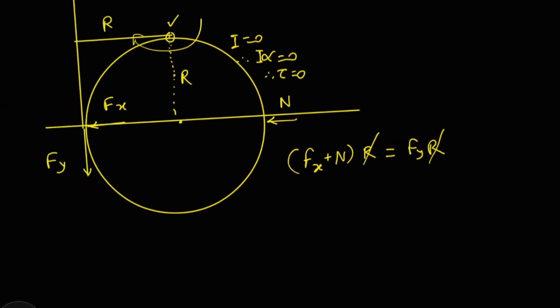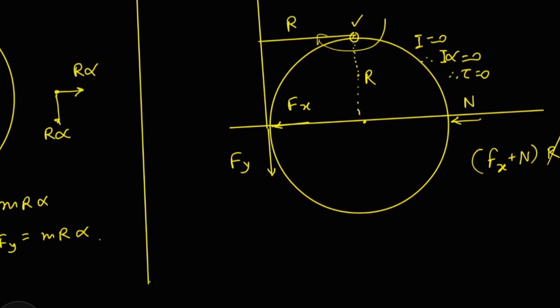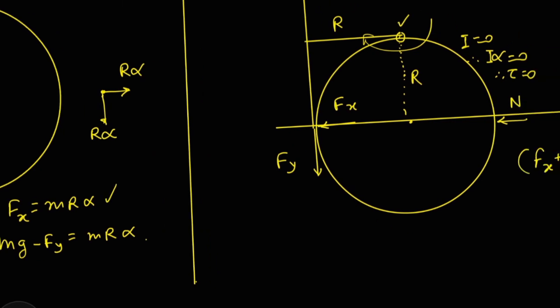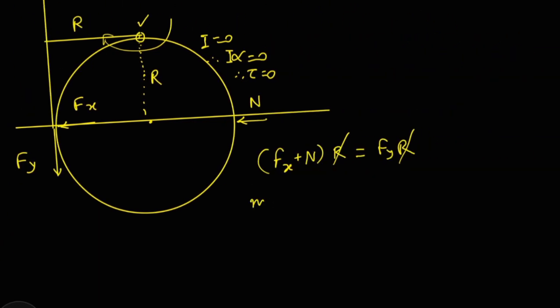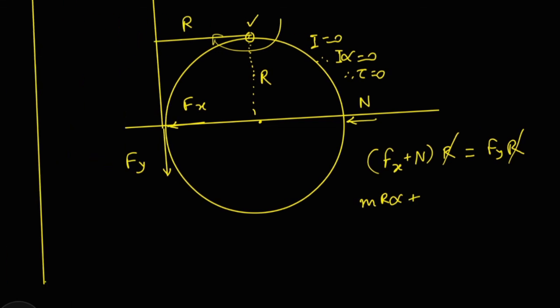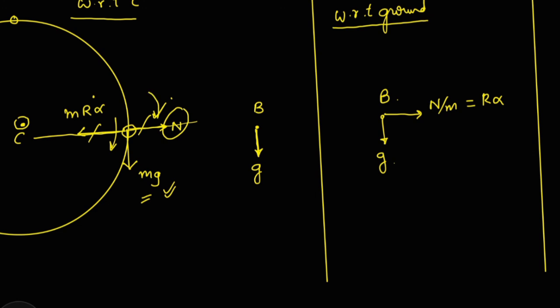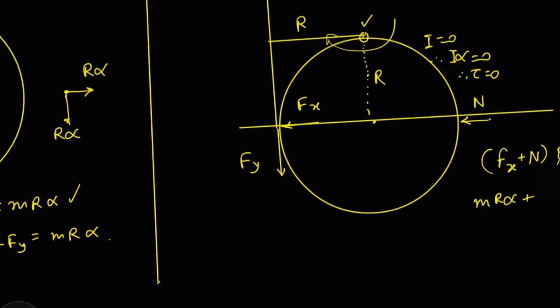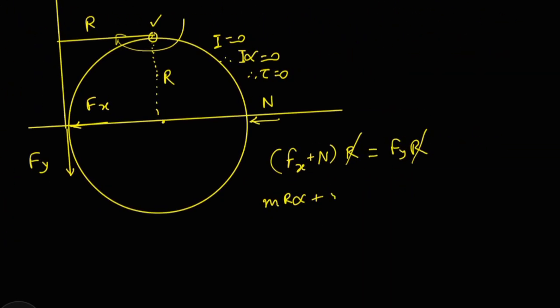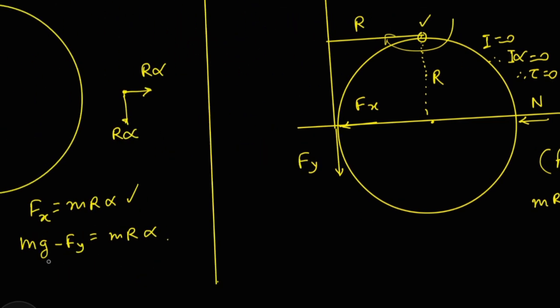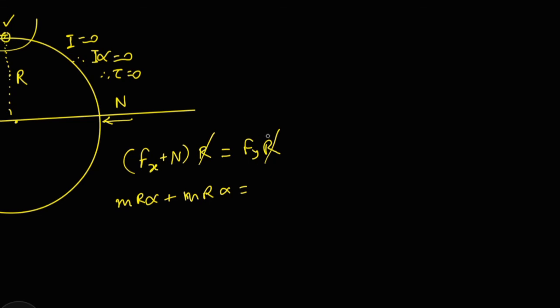So now put the values of Fx, N and Fy we found earlier. So Fx was m r alpha, N was m r alpha, this was N, it was being cancelled by m r alpha, so it's numerically m r alpha, and Fy was mg minus m r alpha. So from this equation we get r alpha equal to g by 3.